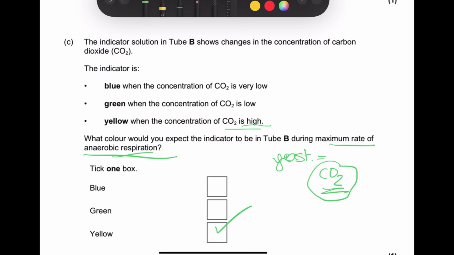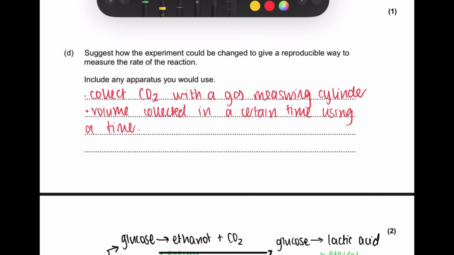And even if you don't know and you just want to guess, when you see very low and low, it's very hard to differentiate between them because it didn't really give us a range or number. Therefore, it's very subjective, so it's more likely that yellow will be correct.